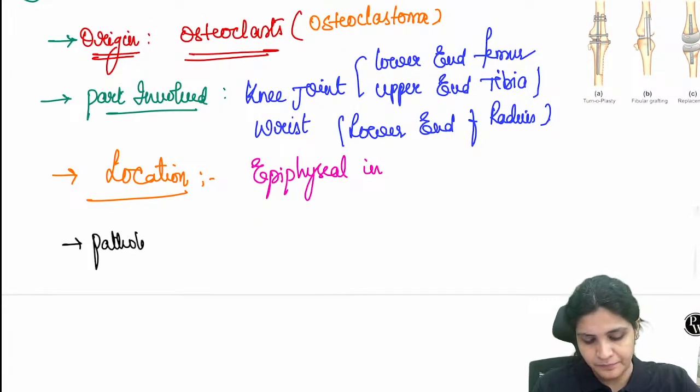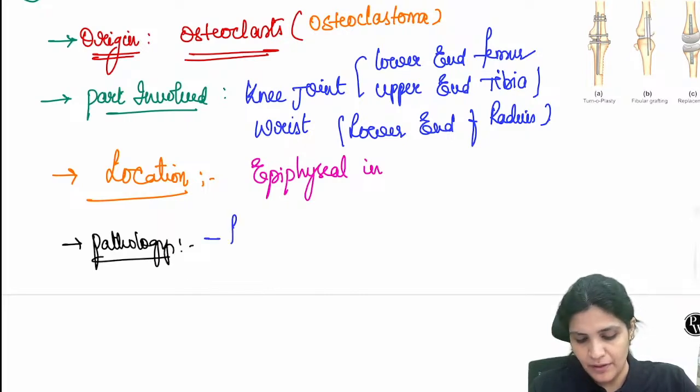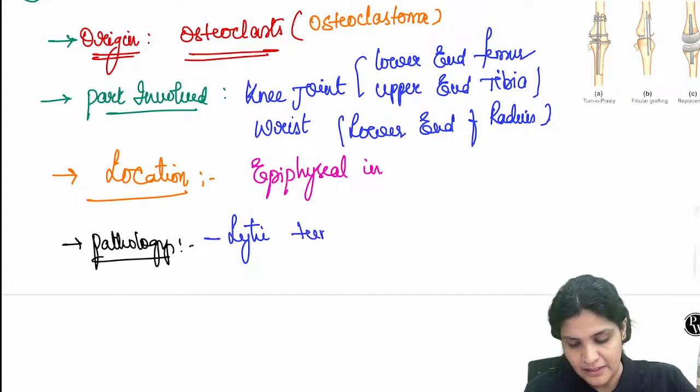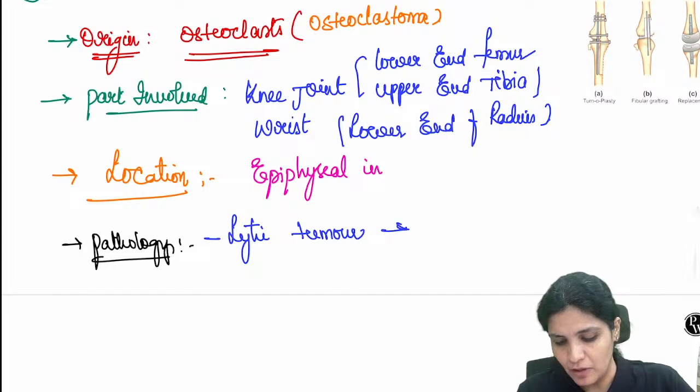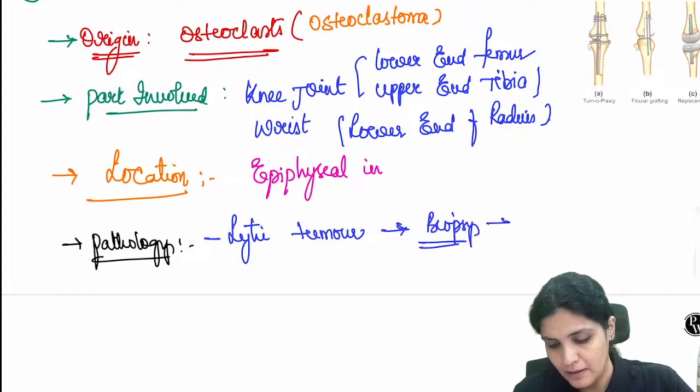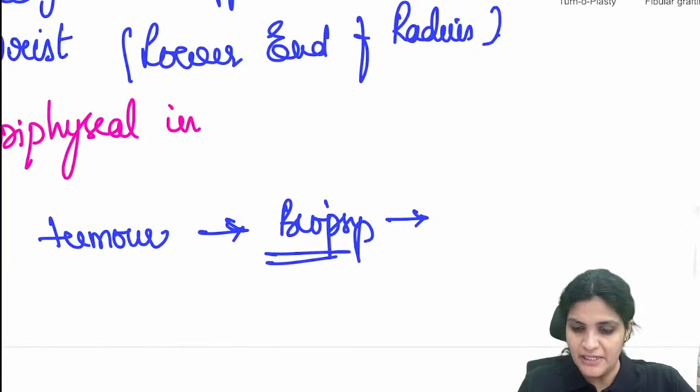And now comes the pathology. This is a type of lytic tumor. And on the biopsy, what do you see for giant cells?